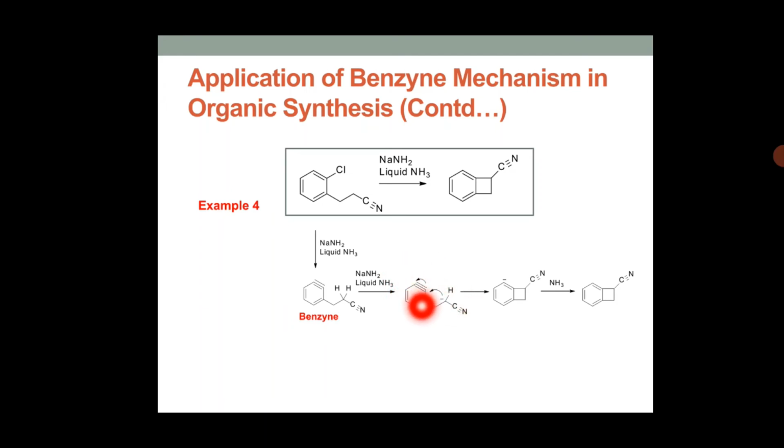Since benzyne intermediates are also very reactive, this carbanion attacks this benzyne intermediate, leading to the formation of this carbanion. Finally, this carbanion abstracts a proton from ammonia, leading to our final product, this.